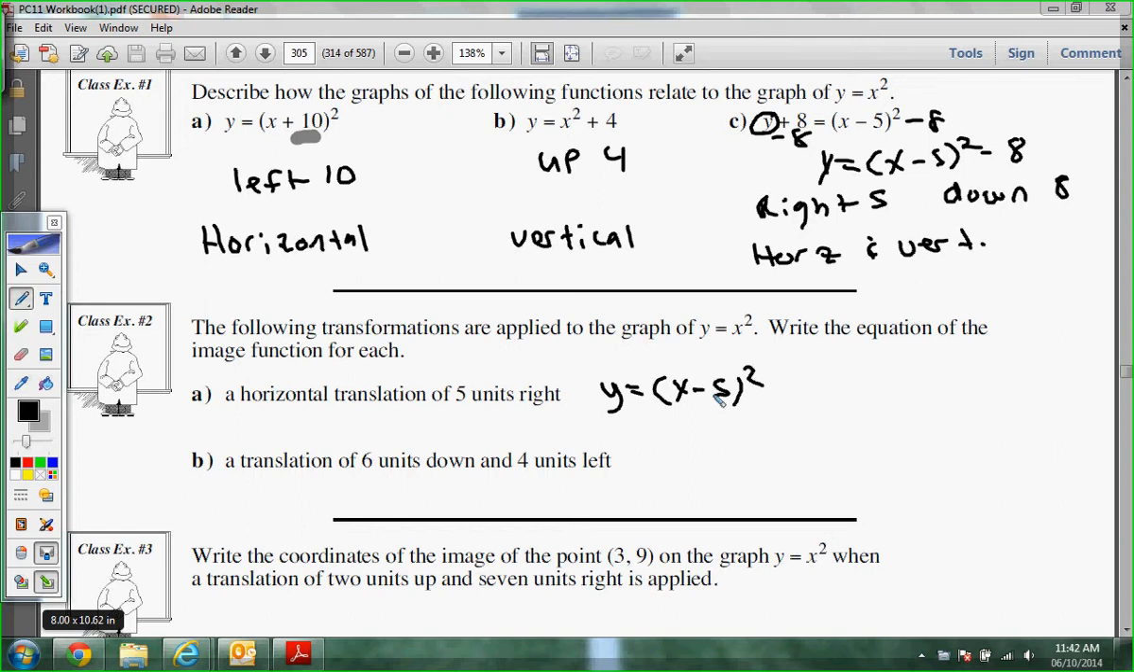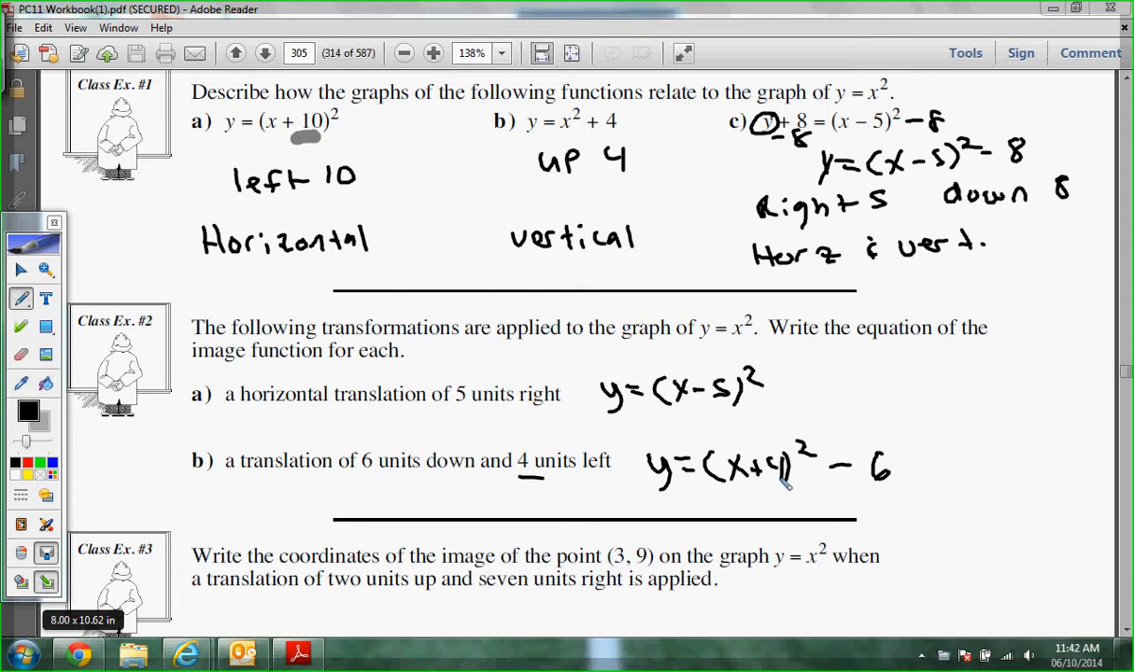A translation of 6 units down and 4 units left. So I have 2 now. I'm going to have a movement in here, and I'm also going to have 6 units down, so a minus 6 out here. The inside is 4 units left, so the opposite of left would be positive, so plus 4. There it is: y equals (x plus 4) squared minus 6.